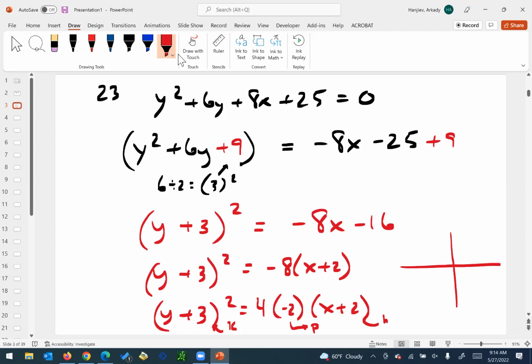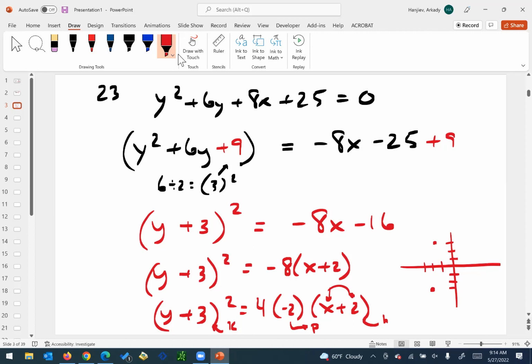The vertex is negative 3, negative 2. Negative 2, negative 3. You're good, because there's the x value, and the x value represents the h backwards. They switched.